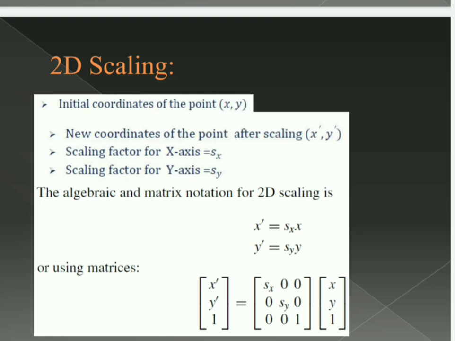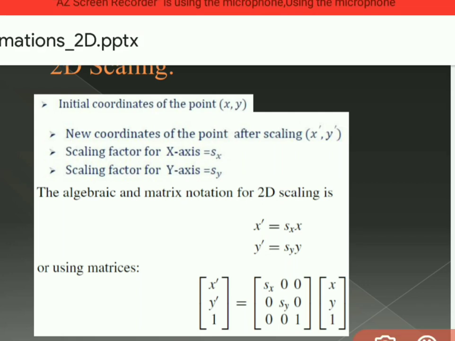Consider the initial coordinates of the point as x, y. The new coordinates of the point after scaling are x dash and y dash. Now the scaling factor for the x-axis is sx. The scaling factor for the y-axis is sy. The algebraic equation for 2D scaling is x dash equal to sx into x, y dash equal to sy into y.